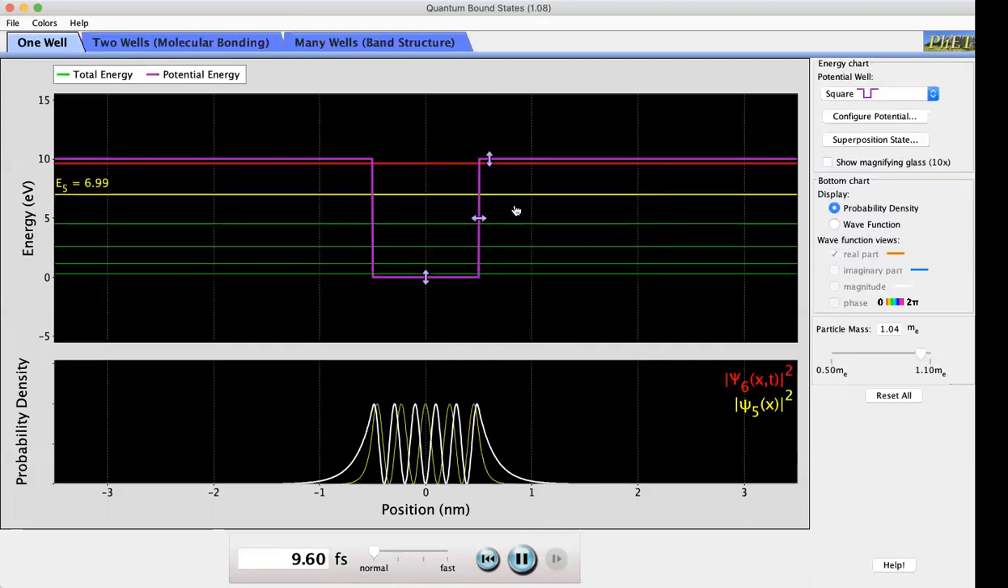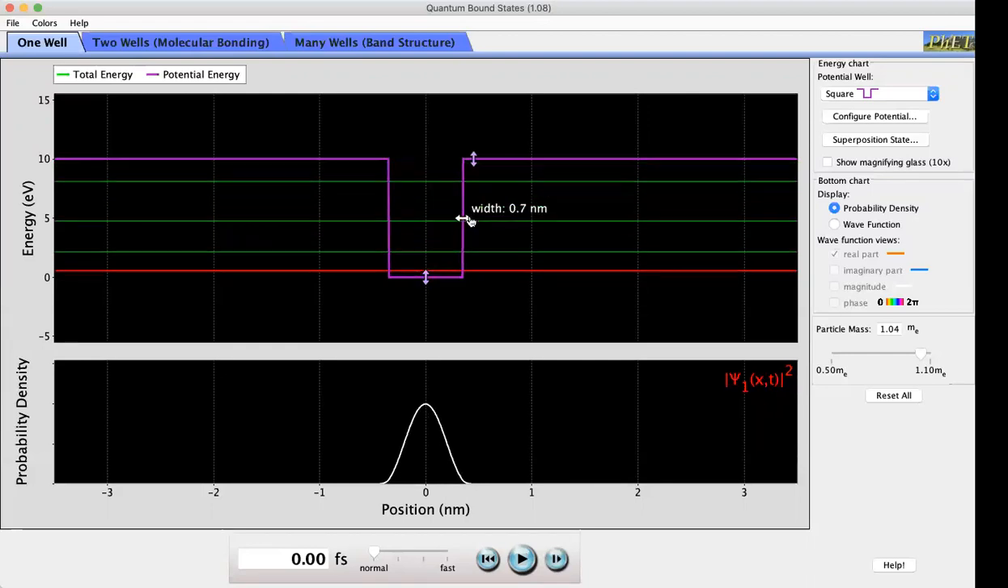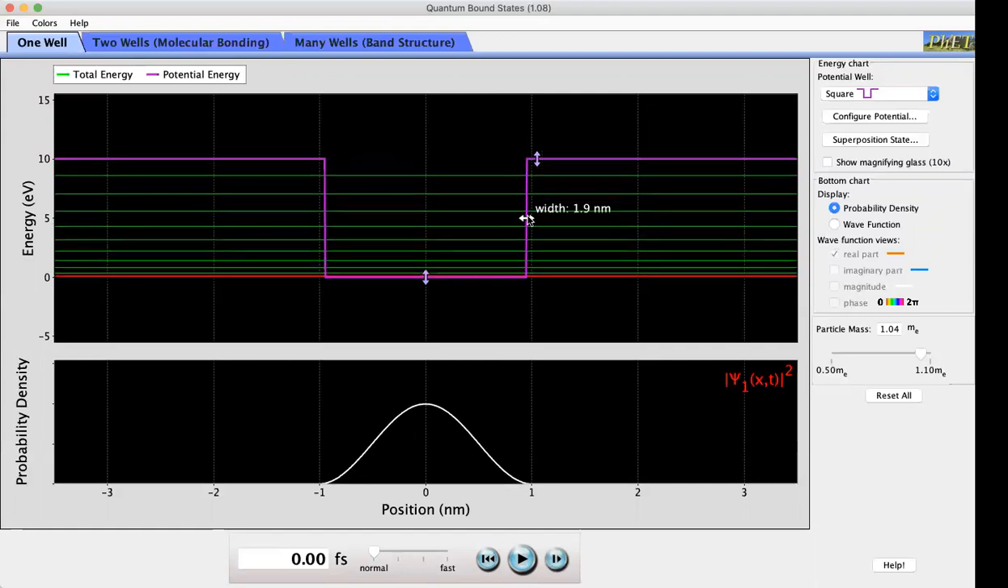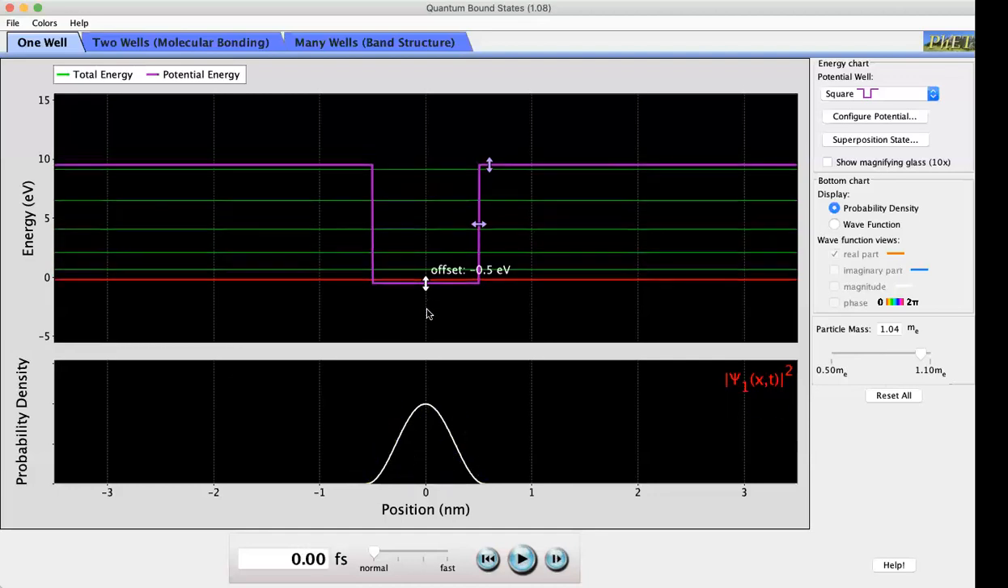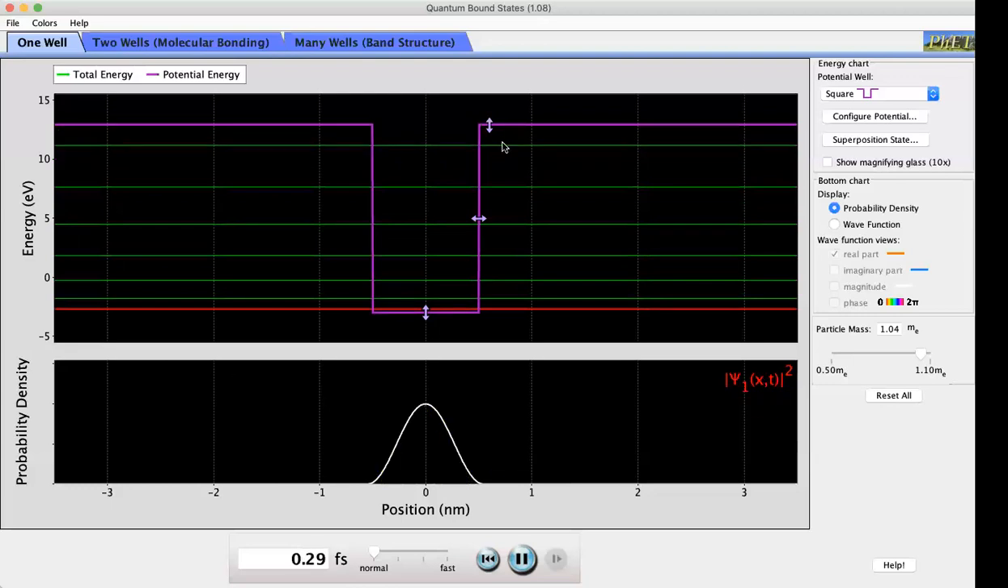We've discussed that if we make the well narrower, the energy levels split. We make it wider, energy levels come closer together. You have more levels inside. We've discussed that, of course, if we make the well deeper, you can fit in more energy levels. We've discussed all that. All of that is here.